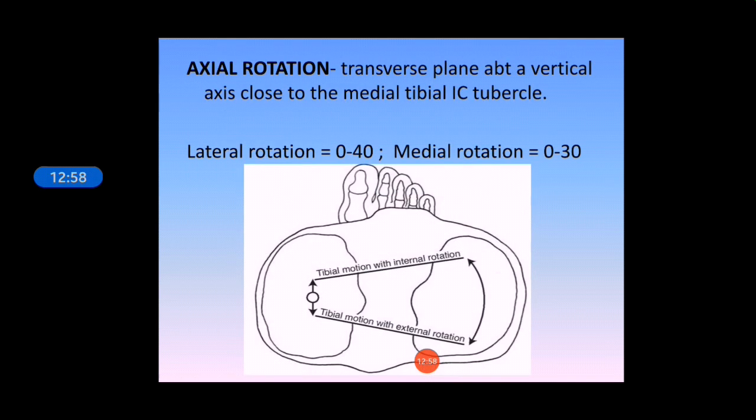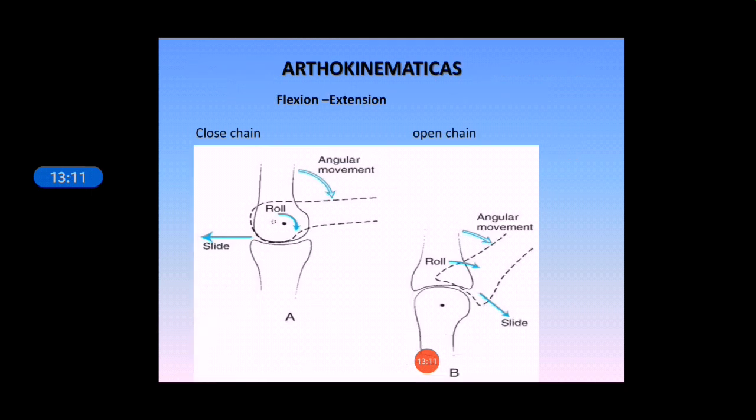It also shows. Next is the axial rotation, which occurs in the transverse plane about a vertical axis close to the medial intercondylar tubercles. The lateral rotation goes up to 0 to 40 degrees, medial rotation to 0 to 30 degrees. Now we will talk about the arthrokinematics of the joint. When we talk about the arthrokinematics, the first movement we'll see is flexion and extension. The axis of tibiofemoral flexion and extension can be simplified as a horizontal line passing through the femoral condyles.